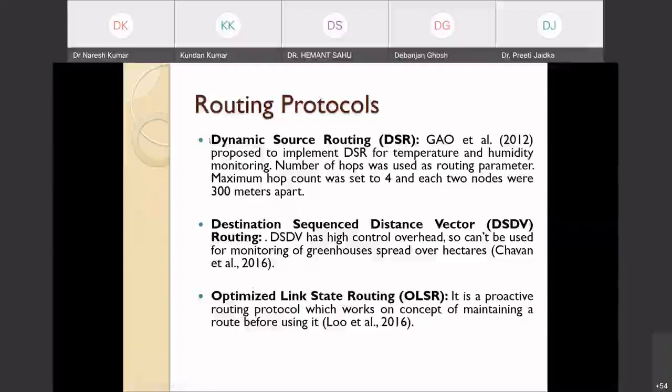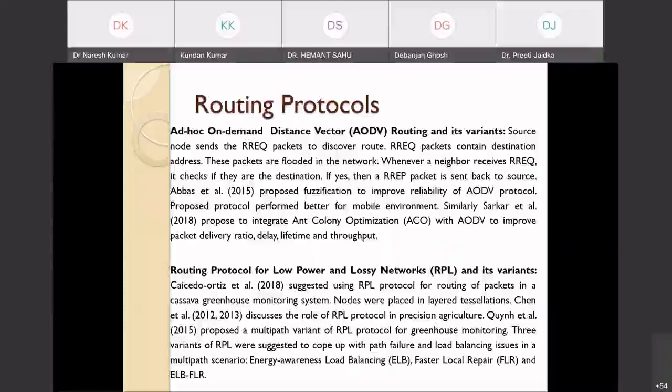Another was the destination sequenced distance vector, DSDV, routing. This was also implemented, but it has high control overhead, and that was avoided for greenhouses spread over hectares. Then optimized link state routing, OLSR, is a proactive routing protocol which works on the concept of maintaining a route before using it, and it was implemented by Lu et al. And then ad hoc on-demand distance vector routing and its variants.